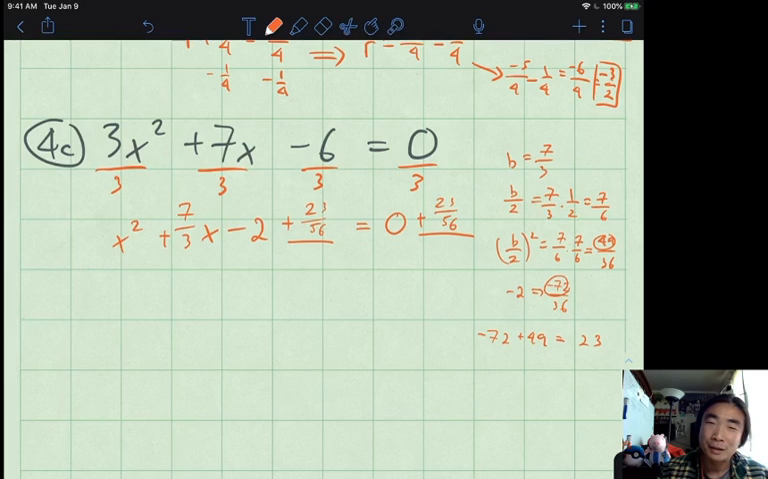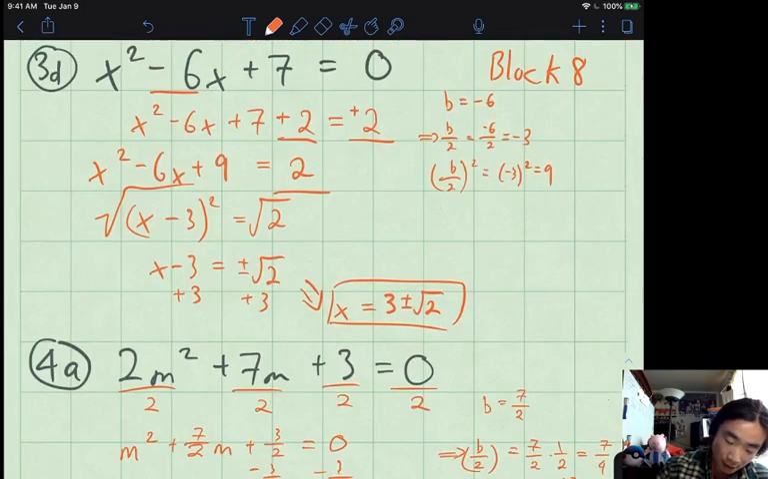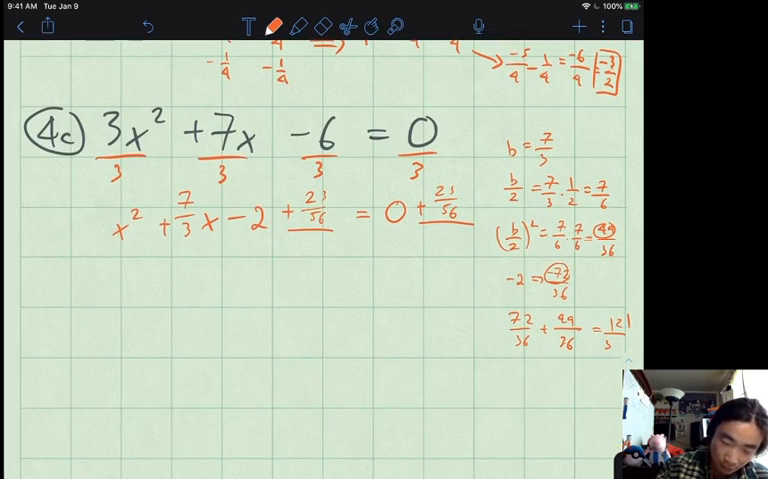Positive this one. Oh yeah, you're right. You're right, Alex, thanks. It's positive, should be positive. So 72 over 36 plus that 49, because we're negative, gets us to 121 over 36. Yeah, that sounds familiar. 121.